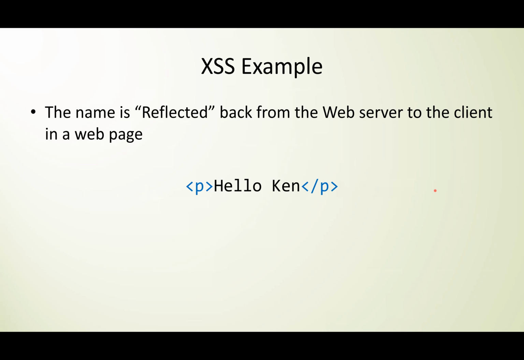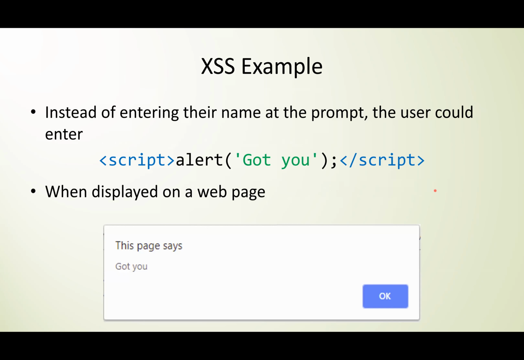It appended the word hello before my name and put it in a paragraph. Easy enough. But now, what if instead of entering my name, we entered some script here? We got the script, and again, we're using alert. Alert is a very simple JavaScript function. It simply pops open a box and prints that message.